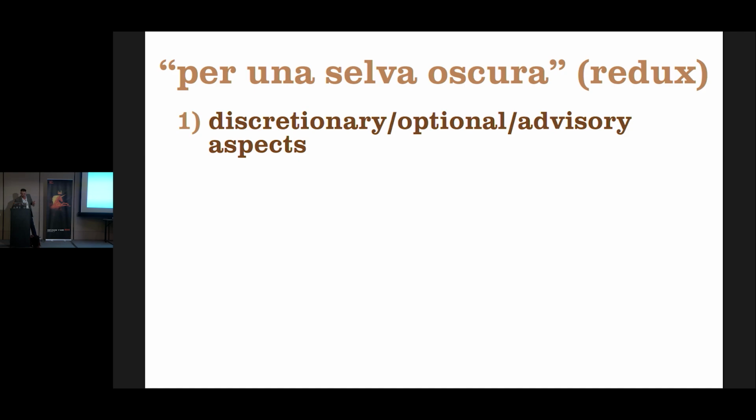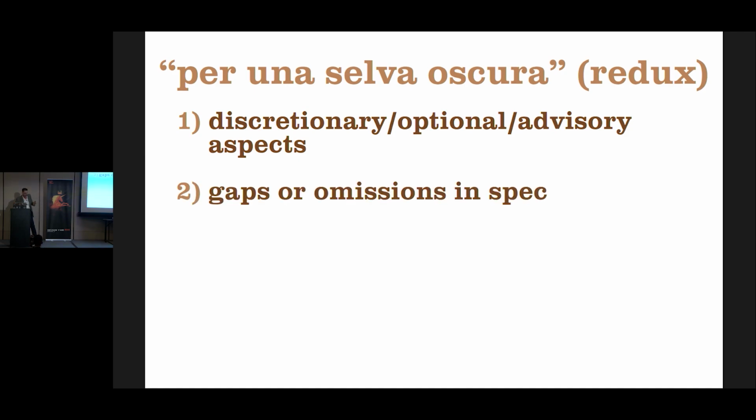The next one of these I want to look at is gaps or omissions. This actually refers to places where 754 does not specify correct behavior. It says you can do this, but I'm not going to tell you what the right answer is. So this is mixed precision operations, for instance.